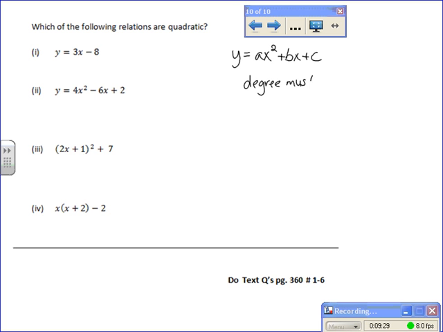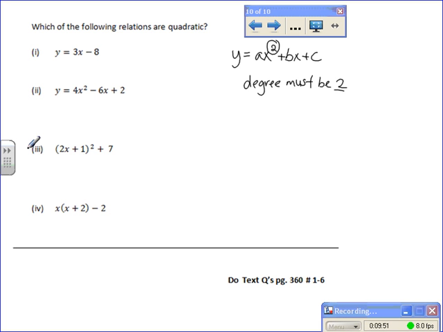In other words, I should see that the greatest exponent for my x here is 2. And if I see that it's not, it's not a quadratic. We may have to rearrange some of these equations to get them in a standard form so we can confirm that they're quadratics. So let's go ahead and do that.